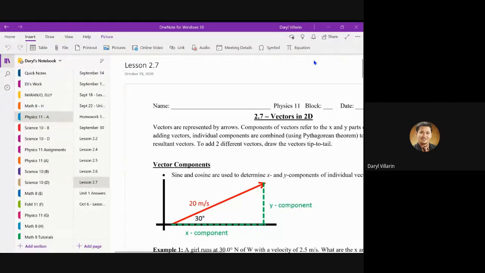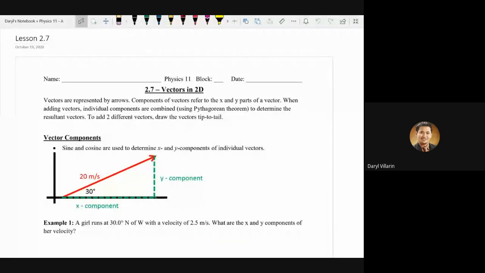Okay, so you should have this note template, again, posted in the Google Classroom. This is about vectors in 2 dimensions. Vectors generally can be represented by arrows, wherein the length of the arrow represents the magnitude, and the direction where the arrow points is the direction.